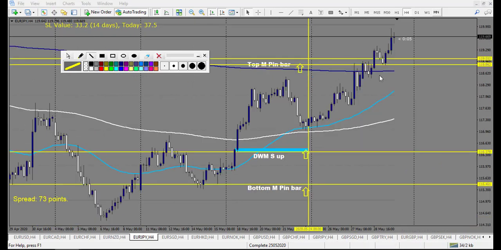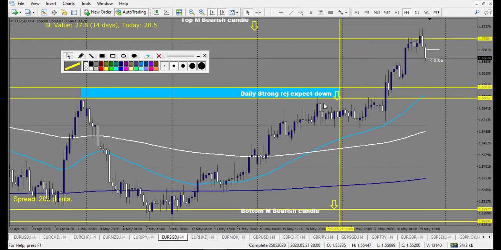Euro JPY, we wanted to buy this level right here. So we wait for the level to be broken right here, and this engulfing is the entry, and it made already 2 rewards. So it's a winning setup. We didn't want to sell this.